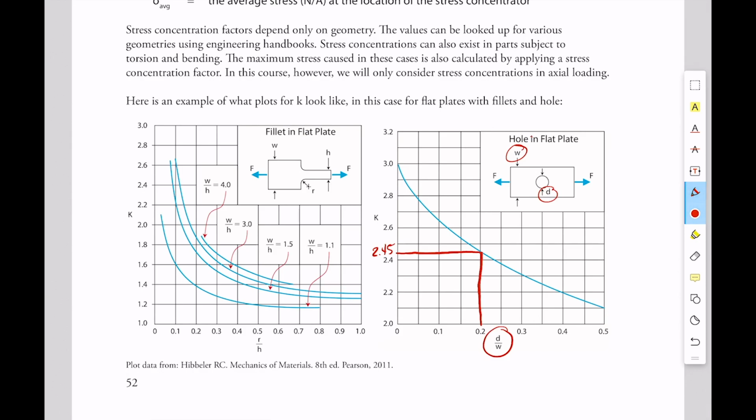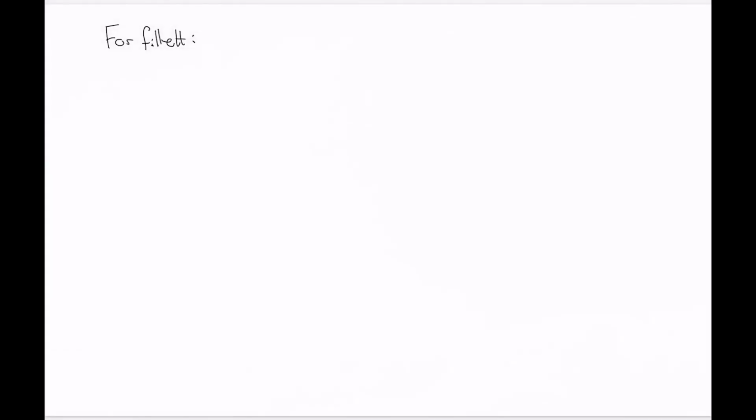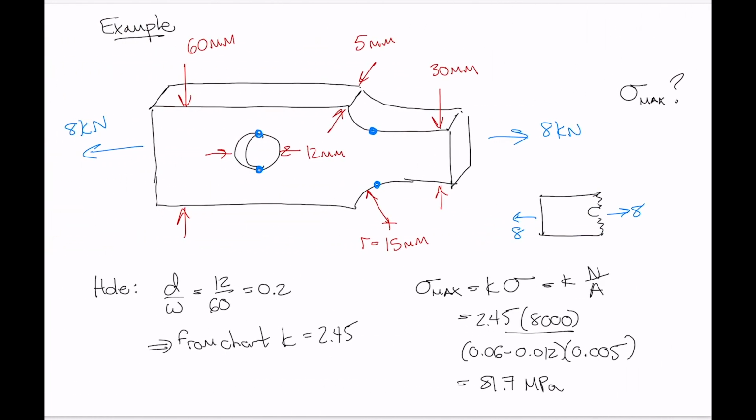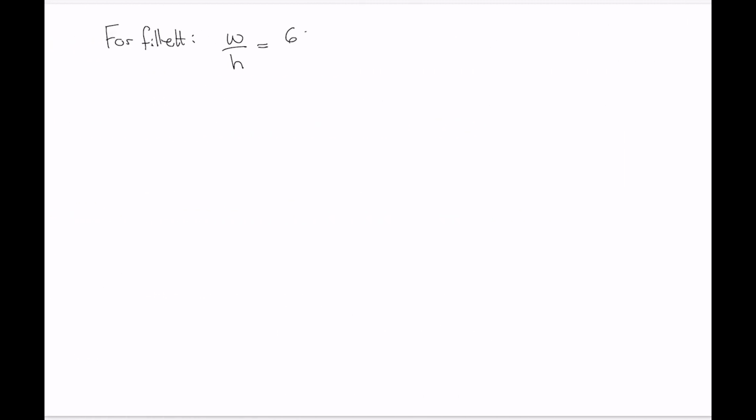So let's say that for the fillet, flip back to the book to see what parameters we need. First of all, to figure out which line we're on, we need W over H, where W is the width of the large portion, H is the width of the small portion. So W over H here is what? The large portion over the small portion is 60 over 30. So we've got 2 there.